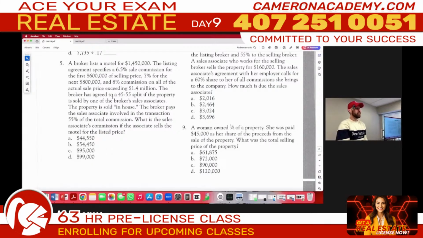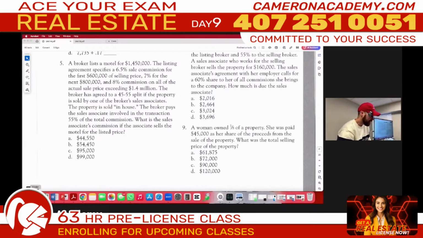But let me read out this question. A broker lists a motel for $1,450,000. A listing agreement specifies 6.5% sale commission for the first $600,000, 7% for the next $800,000 of that selling price, and 8% on anything over $1.4 million that you sell that motel for. The broker agrees to a 45-55 split if the property is sold by one of the broker's associates. The property is sold in-house, so the broker pays the associate involved in the transaction 55% of total commission. What is the sales associate's commission if they sell the motel for the listed sale price?